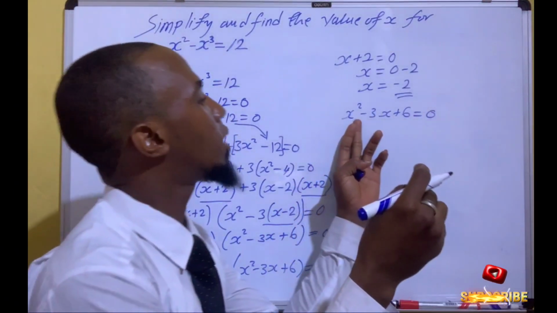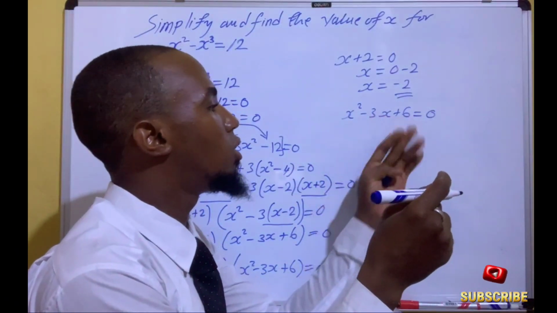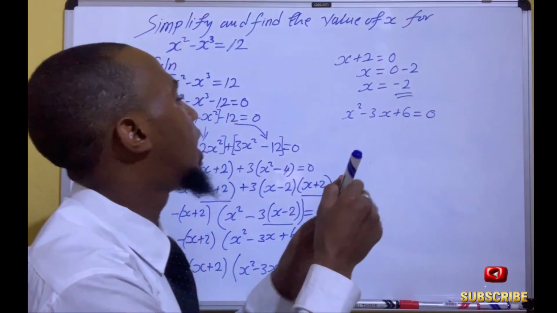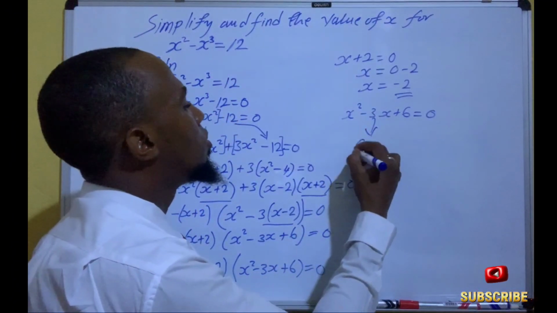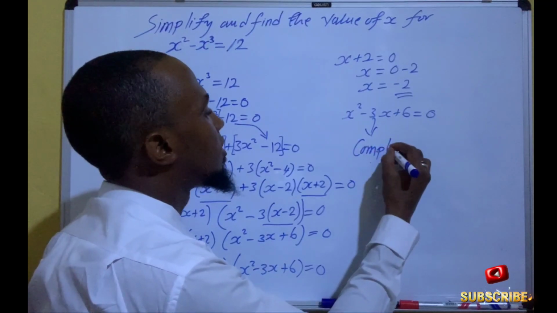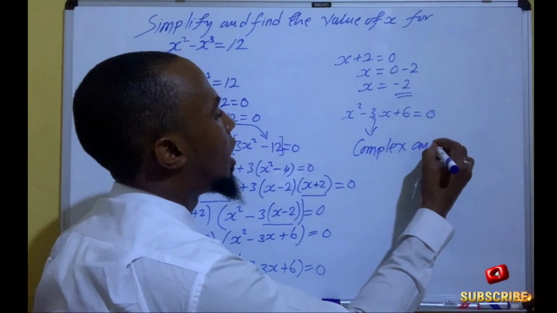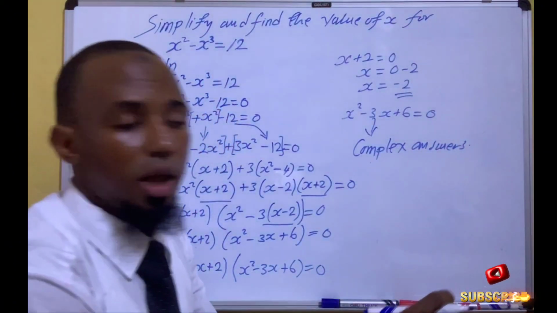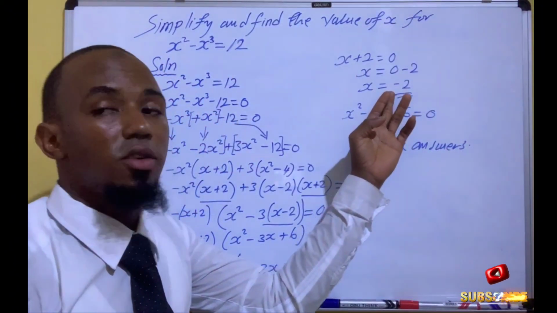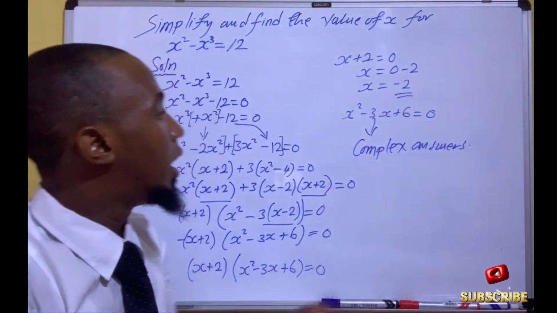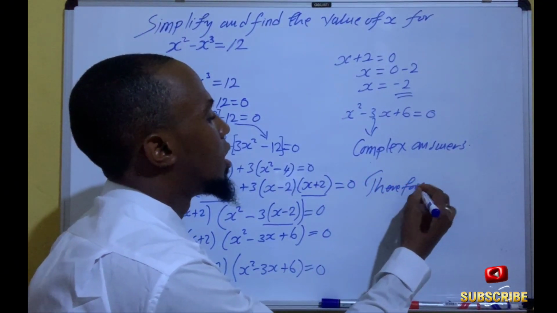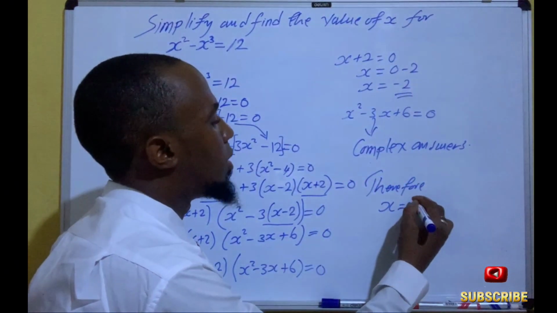If you look at this one properly, this is going to give you complex answers, and that's not what we want. What we want is a whole number as an answer. Therefore x equals minus 2.